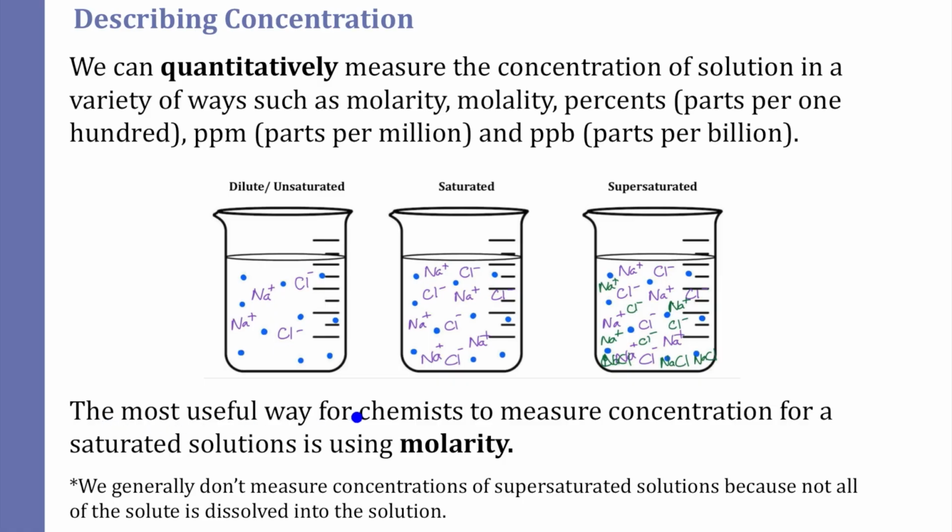The most useful way for chemists to measure concentration for a saturated solution, so something that has a decent amount of that solute in it, is to measure with molarity. And so this unit, we're going to focus on molarity. That's what we're going to talk about in the notes today. Later, we are going to talk about parts per million and parts per billion. Those are the three that are going to apply to the concepts we are going to discuss.